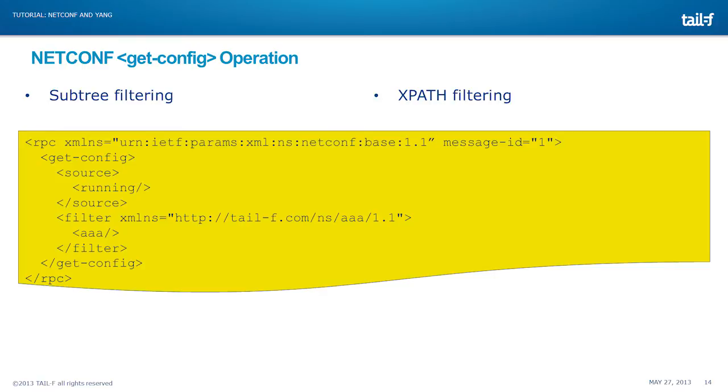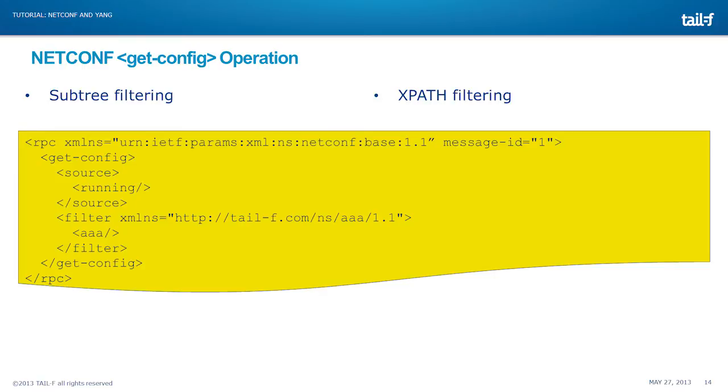This first RPC that's shown here is a GetConfig. Then we see the source. So the source attribute of GetConfig indicates running. So we're doing a GetConfig from the running data store. Again, what tags or attributes can be within, say, the GetConfig operation, those are fully spelled out in the relevant sections of the RFCs.